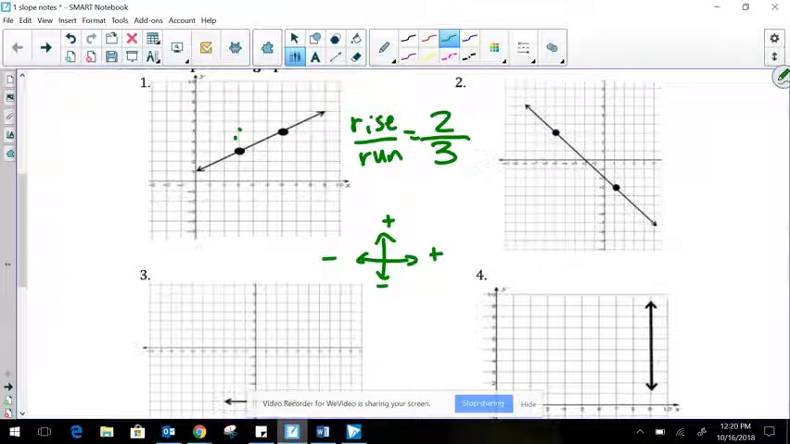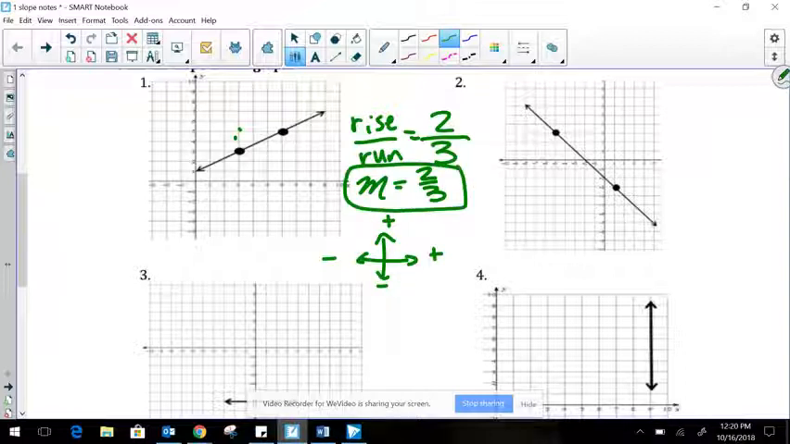Okay, so I need to write my answer with this fancy M. Fancy M stands for slope. Remember, math people are weird. We like short symbols that have nothing to do with the word slope. So it's this cursive M equals 2 over 3. Leave your answers as fractions. Don't change them to decimals. We don't want any decimals.